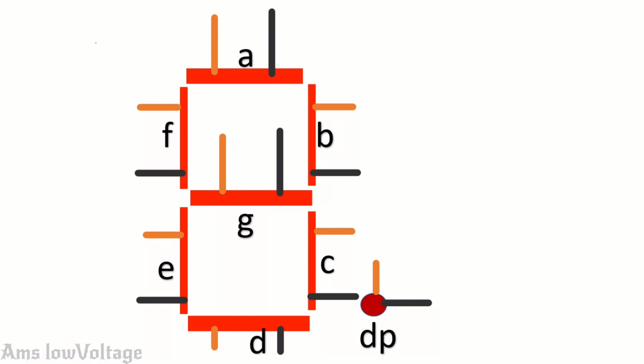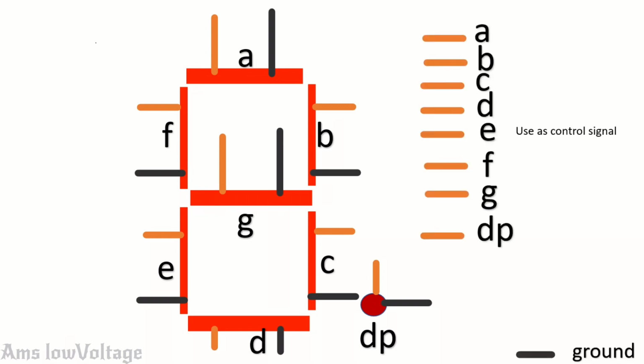And one separate LED is in the bottom right corner, which indicates the decimal point. It also has 2 terminals, one positive and one negative. I'm going to group all these positive signals together for ease of understanding, and the ground signal is denoted with black color, and all the positive signals are in yellow. So I'm considering only the yellow ones as our controlling signals, which will be outputs from our controlling circuit.